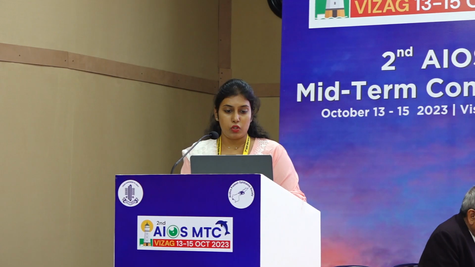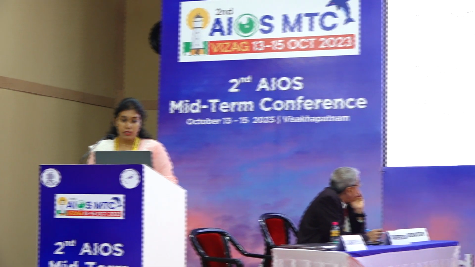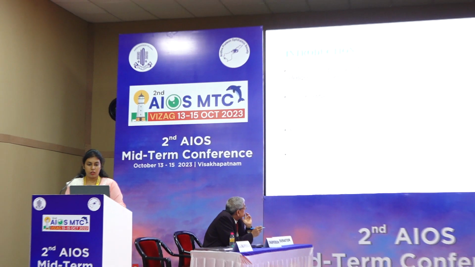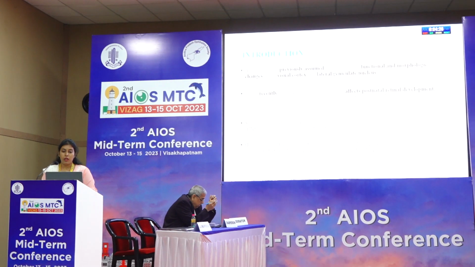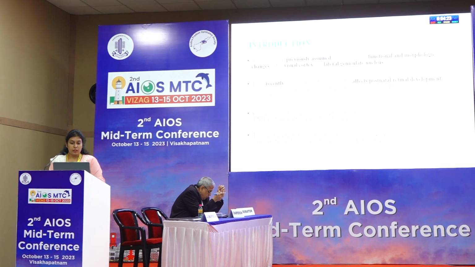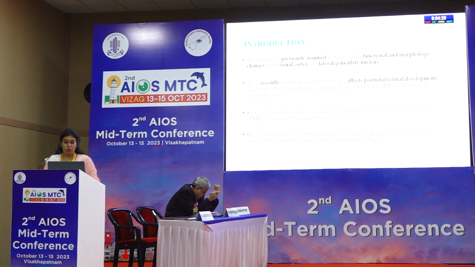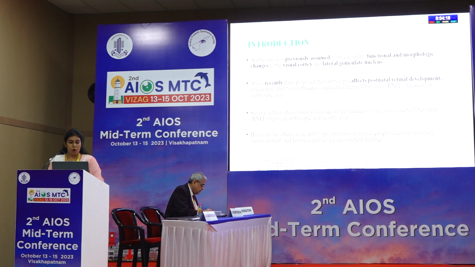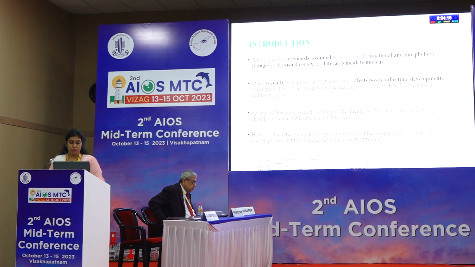Coming to the introduction, amblyopia is unilateral or bilateral reduction in visual acuity induced by aberrant visual experience early in childhood during visual system development. It occurs in 2 to 4% of the general population. The risk factors include strabismus, anisometropia, visual impairment, and high refractive errors. Previously it was assumed that it is caused by functional and morphological changes in the visual cortex and lateral geniculate body. But recently it has been seen that amblyopia affects postnatal retinal development, which may alter foveal thickness and RNFL thickness in amblyopic eyes.